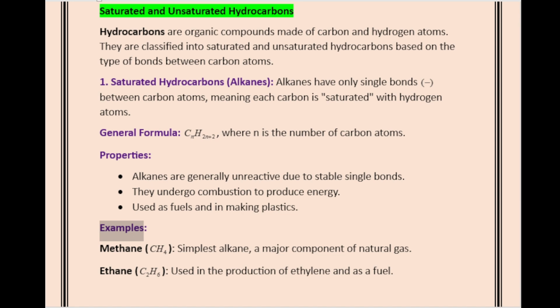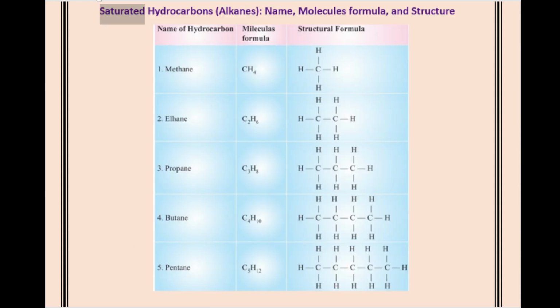Examples. Methane, the simplest alkane, a major component of natural gas. Ethane, used in the production of ethylene and as a fuel. Saturated hydrocarbons: alkanes name, molecular formula, and structure.